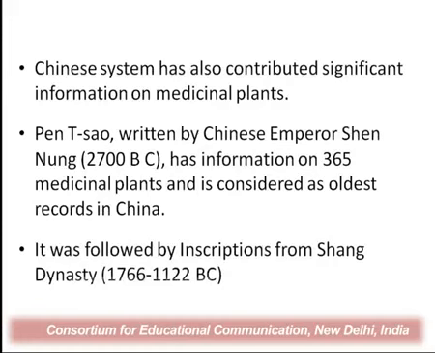So in the Chinese system, Pen Ts'ao was a materia medica that was written by the Chinese emperor Shen Nung in 2700 BC, and he compiled around 365 medicinal plants and it is considered the oldest record in China. Further, it was also believed that Emperor Shen Nung used to test many herbal drugs on himself before he compiled this information. So after Shen Nung, it was followed by the inscriptions from the Shang dynasty that were written in 1766 to 1122 BC.